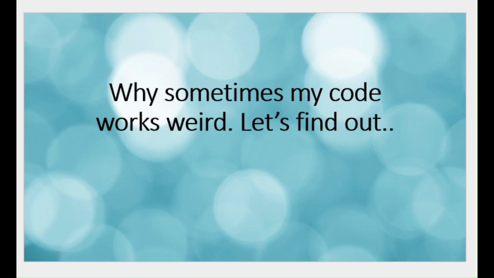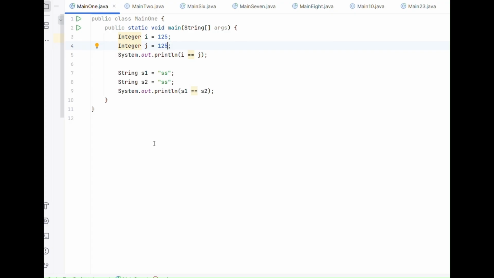Hey everyone, when we write code, we think it will work perfectly fine, but sometimes it gives some weird results. So, via some code snippets, we will find out what can be the root cause. In this program, I have taken two integers i and j with value 125 in each.